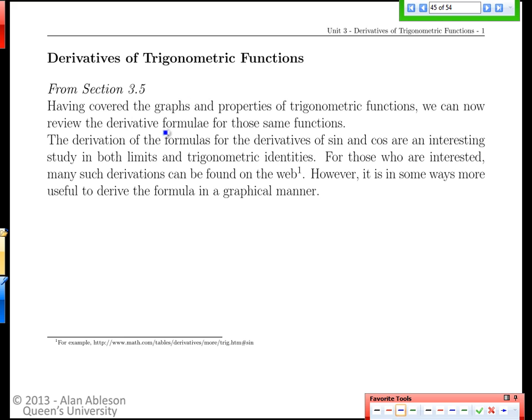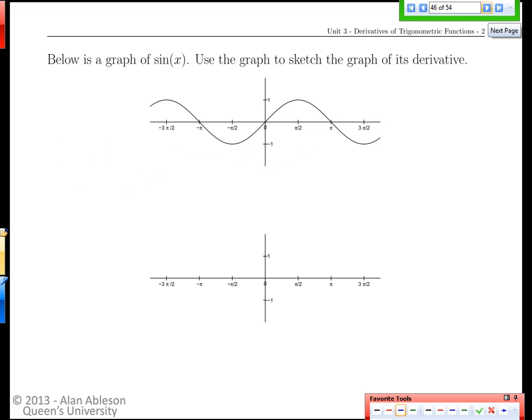Now that we've studied the idea of trigonometric functions and how they might be used in applications, we go back to our topic of derivatives and we try to study the derivatives of trigonometric functions. We're not going to do any proofs of the derivatives for trigonometric functions. We're just going to motivate them with a graphical approach.